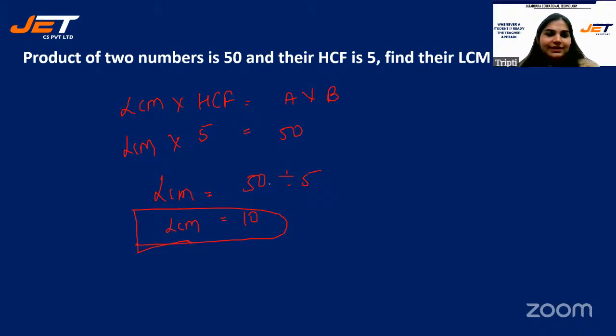So 10 is the LCM, 50 is the product of two numbers, and HCF is 5. You can also multiply and check. 5 is the HCF, 10 is the LCM. 5 times 10 is 50. 50 is the product. That means our answer is correct.